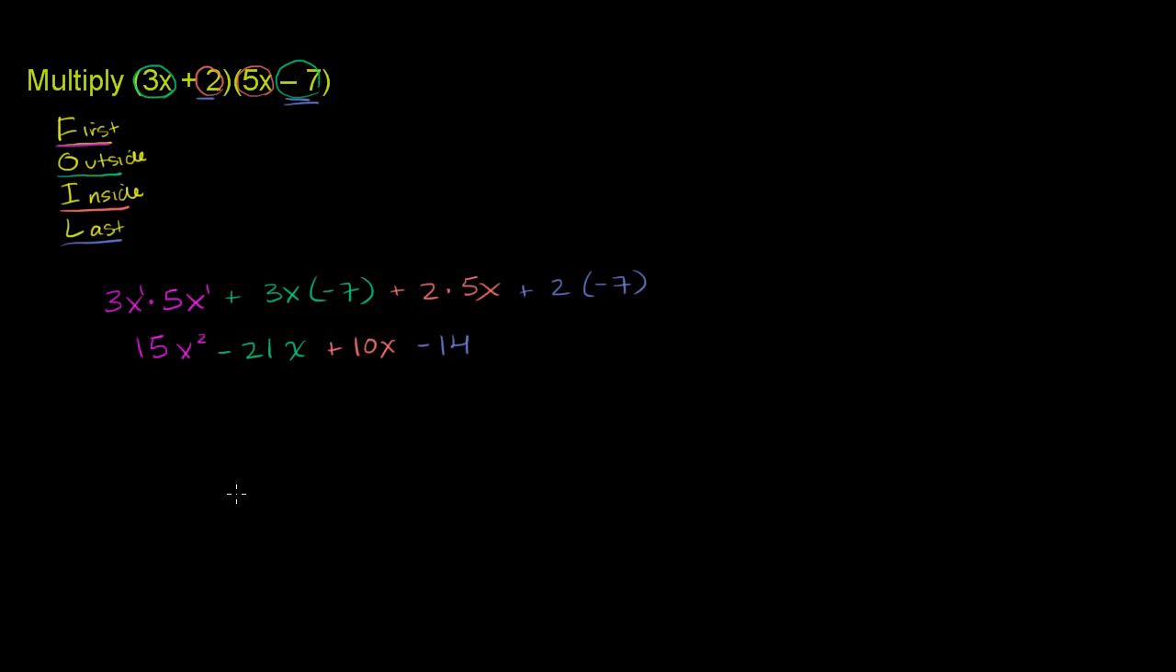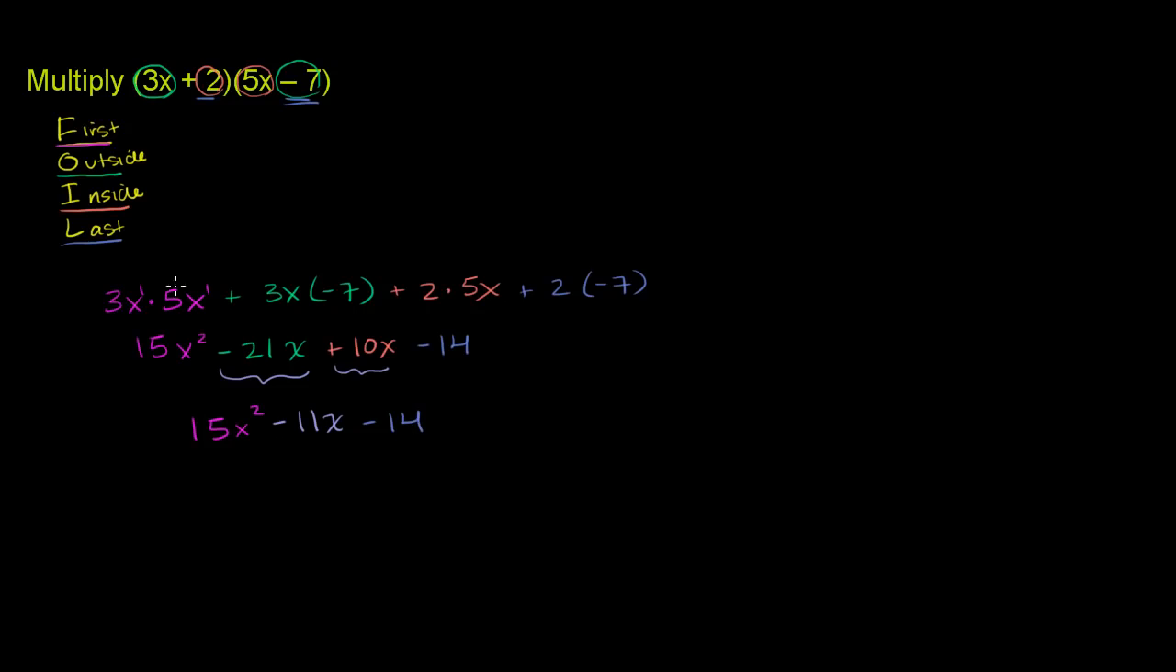And we aren't done yet. We can simplify this a little bit. We have two like terms here. We have two terms with an x to the first power, or just an x term right over here. So if you have negative 21 of something and then you add 10, or another way, if you have 10 of something and you subtract 21 of them, you're going to have negative 11 of that something. And we put the other terms here. You have 15x squared, and then you have your minus 14. And we are done.